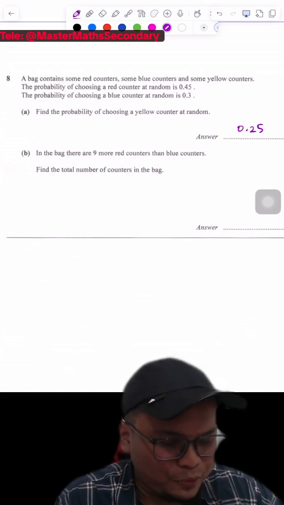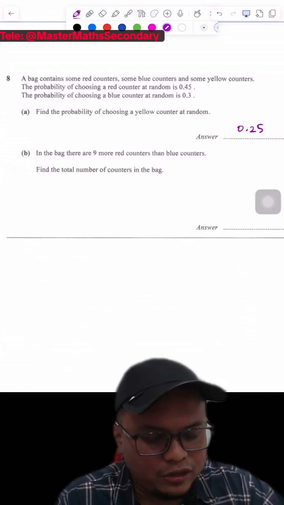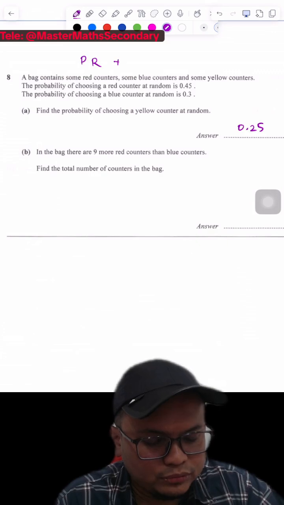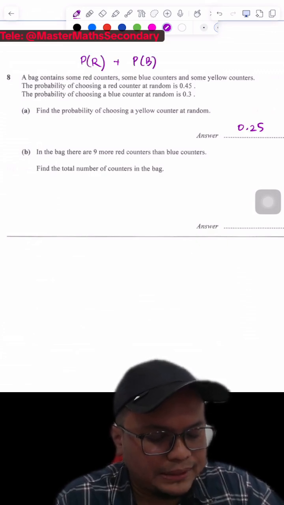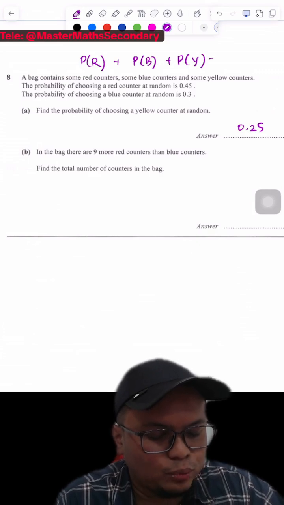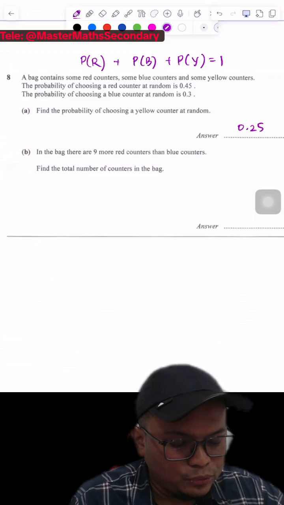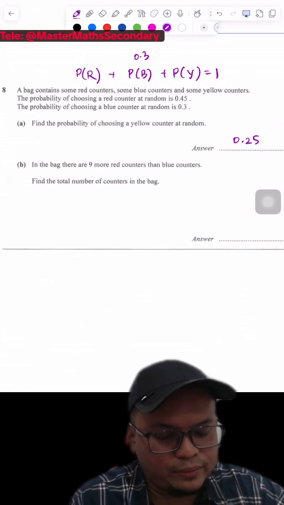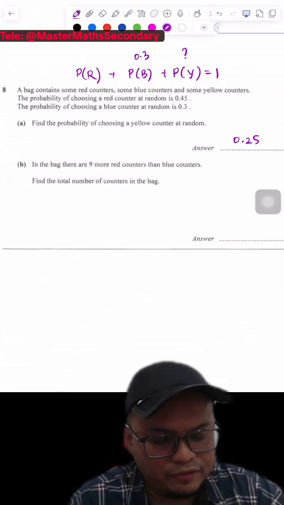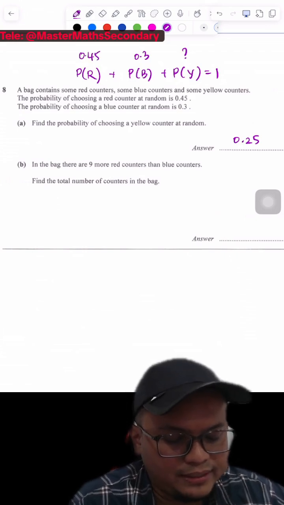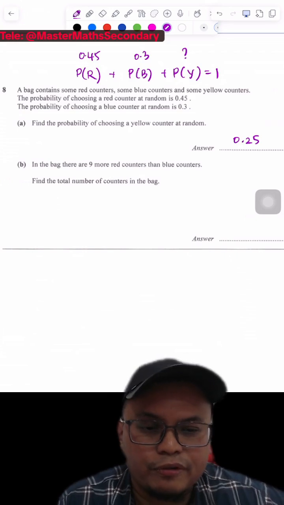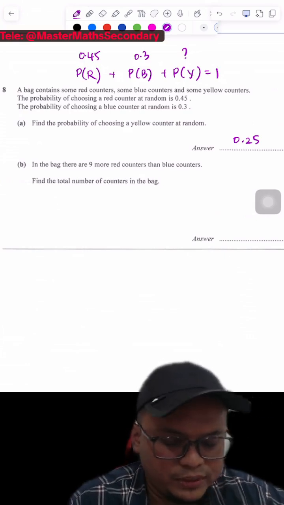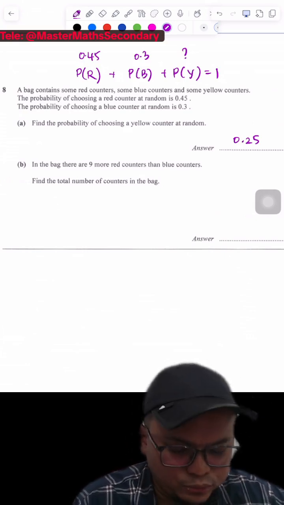To get 0.25, basically we know that the probability of red, plus the probability of blue, plus the probability of yellow must all add up to one whole. Knowing that blue is 0.3, and red is 0.45, and yellow is the one we want to find, we just take 1 minus 0.45 minus 0.3. That's how we do it. So this one is very straightforward. I think the lower Sec students are able to do this.